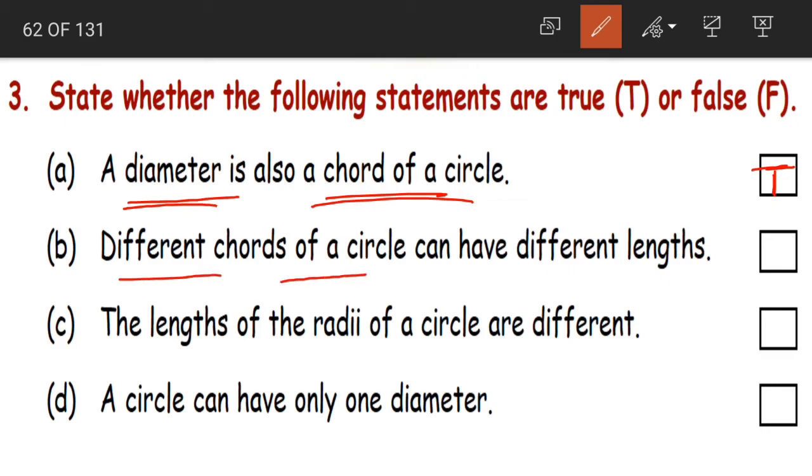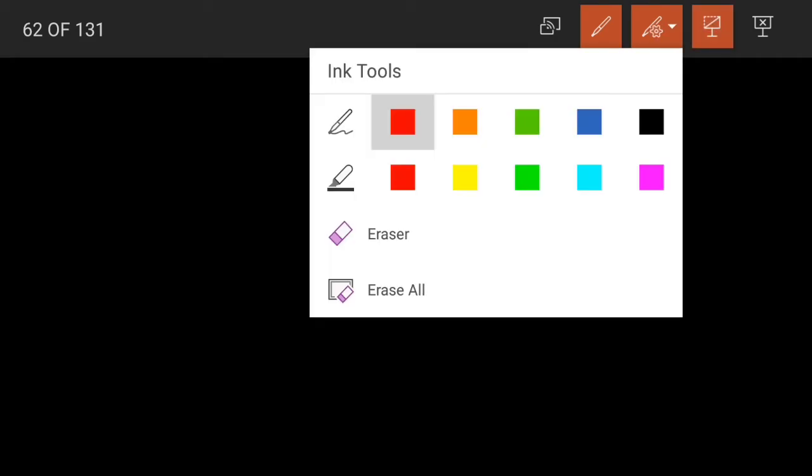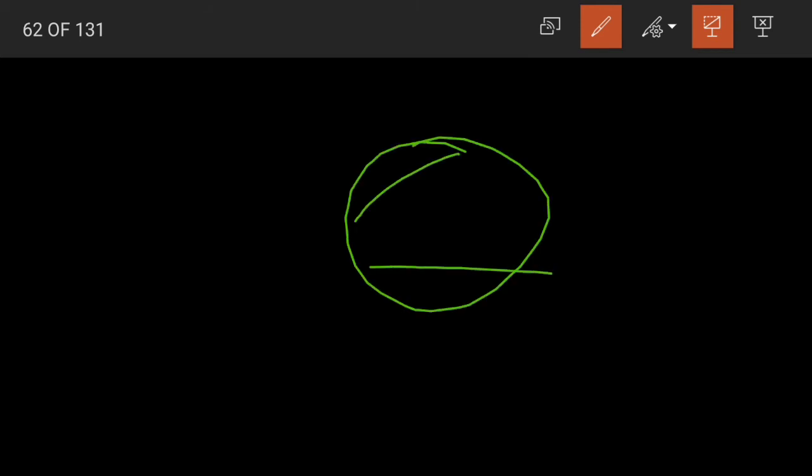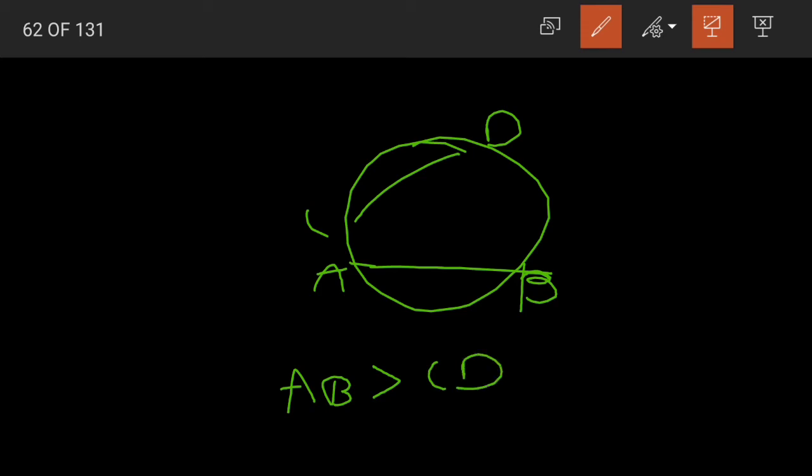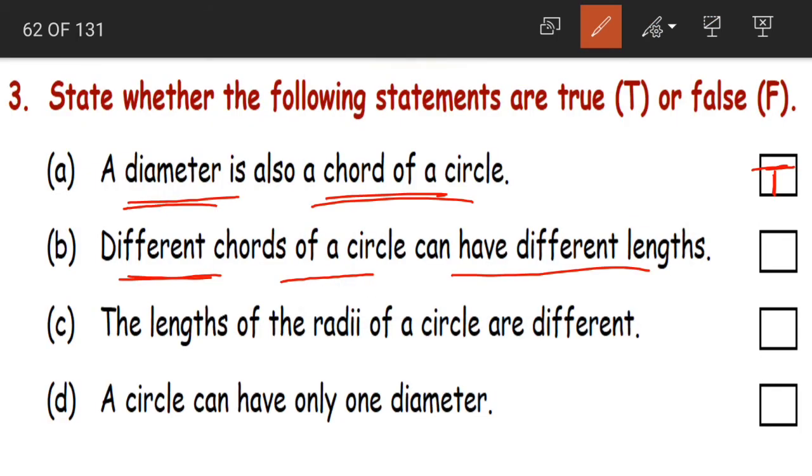Next, different chords of a circle can have different lengths. See, 1, 2. Okay, these are two examples. Let us say this is chord AB and chord CD. Now, do you think the lengths of both these chords are same? No, AB is probably more than CD. Yes, so what can we prove from this? Different chords of a circle have different lengths. So, different chords of a circle can have different lengths. Yes, this is true.